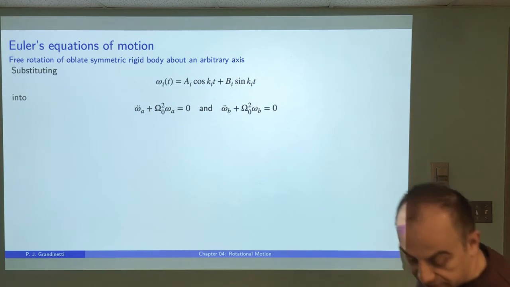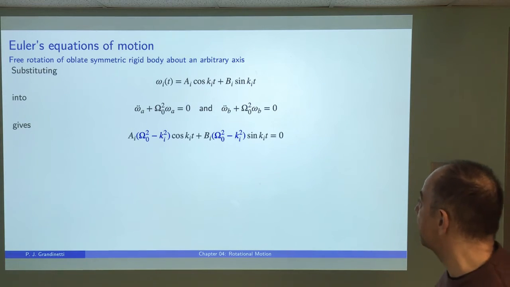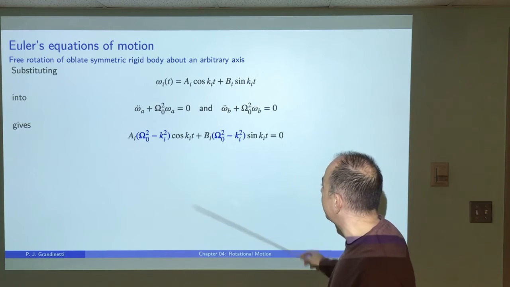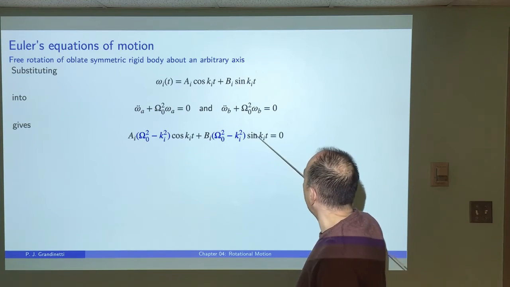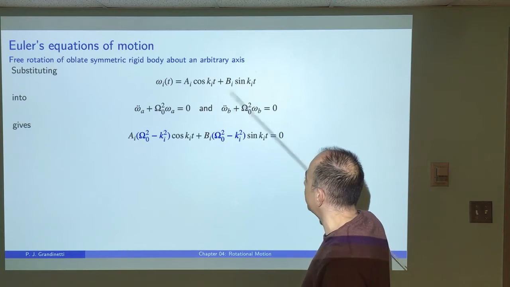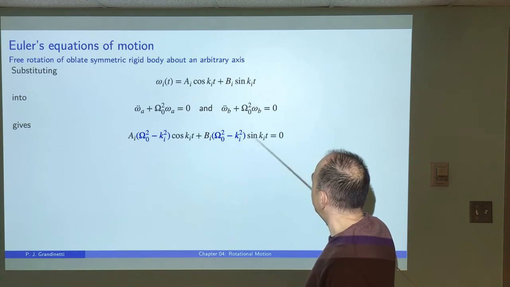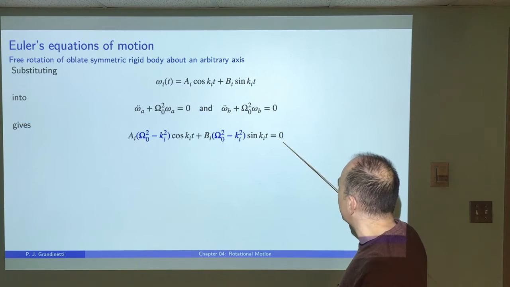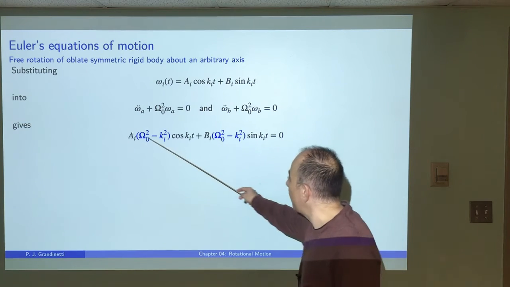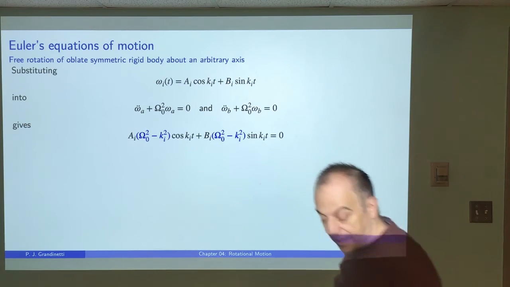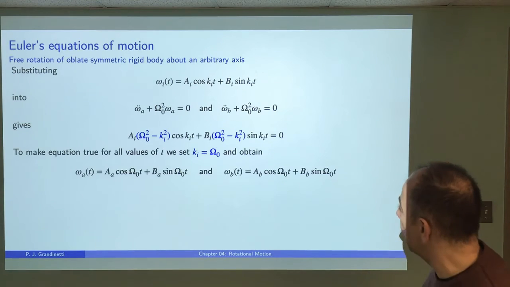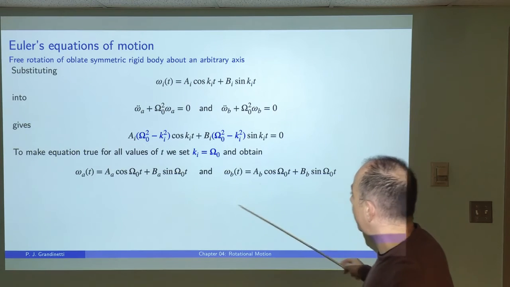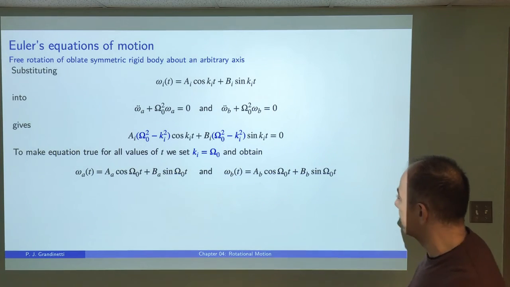To see what we get, I'm going to do it in terms of a generic omega instead of lowercase a and b. This is what we find if we substitute this into this equation or this one. They all look the same, and you get this expression here. What you see is that to make this equal to 0, there's one obvious solution: if we make capital omega naught equal to k, we're done. So if we set k equal to omega naught, we end up with these two solutions so far.